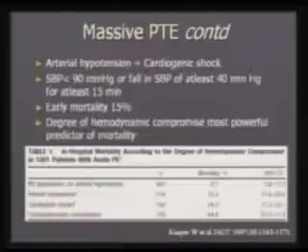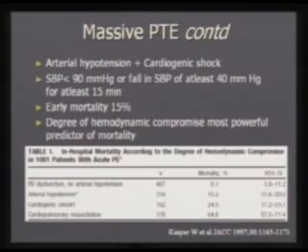Patients usually present with arterial hypotension, cardiogenic shock, systolic blood pressure below 90, or a fall of at least 40 millimeters of mercury for at least 15 minutes. It carries a very high early mortality, as high as 15%. In fact, the degree of hemodynamic compromise is the most powerful predictor of mortality.